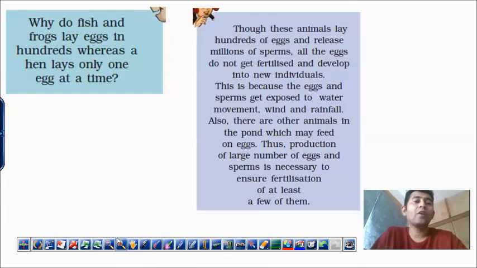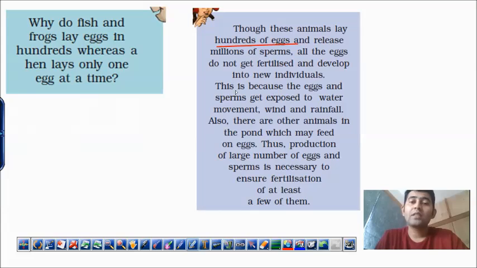Why do fish and frog lay eggs in hundreds, whereas hen lays only one egg at a time? Reason: एक को 100 अंडे देने पड़ते हैं तब 4 बच्चे होते हैं. मुर्गी एक ही अंडा देती है फिर भी उसके बच्चे हो जाते हैं. कैसे? Though these animals lay hundreds of eggs and release millions of sperms, all the eggs do not get fertilized and develop into new individuals. The success ratio of fertilization is less.